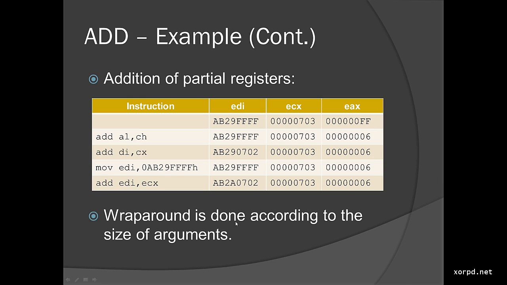Important point, the wraparound is done according to the size of the argument. This is something that you should take with you from here. We've seen that there were some kind of additions here. This addition was in 8 bits. This addition was 16-bit addition, and the last one was 32-bit addition. Each of them had some kind of different effect, because the wraparound was bounded to the size of the arguments.